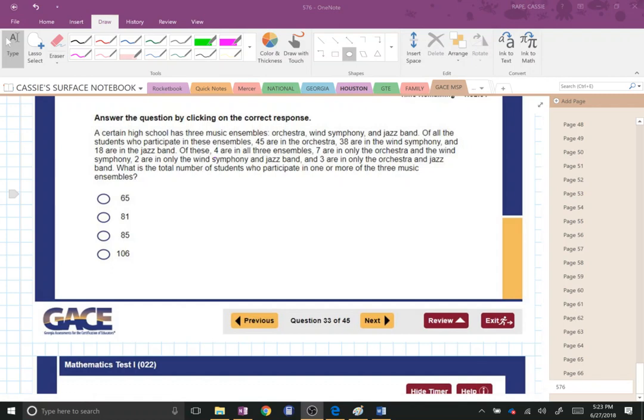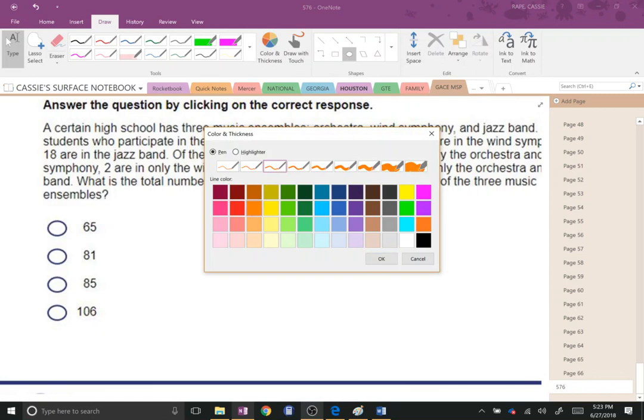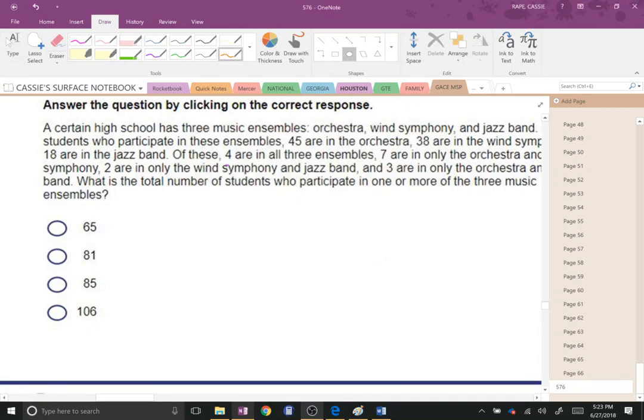Okay, this is question number 33. It's set theory basically, and you're looking at a situation where you've got 3 different bands and some kids are in overlap, and it gives you partial information. So there's a couple of ways to do it. First, I just want to show you the situation.